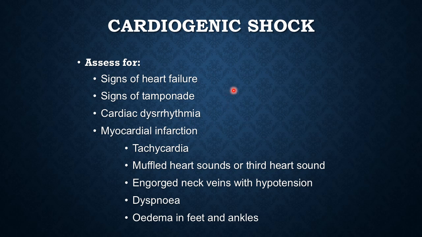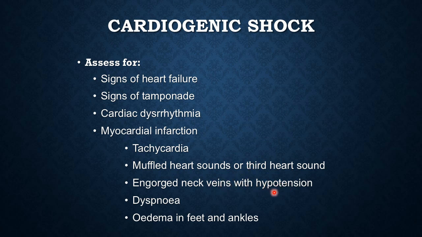So in cardiogenic shock, what do you look for? You look for signs of heart failure, signs of cardiac tamponade, cardiac dysrhythmia, myocardial infarction. You look at the pulse: there's tachycardia, and the pulse may be irregular, giving you an idea about the cardiac arrhythmia. Muffled heart sounds or a third heart sound may be noticed in cardiac tamponade. Engorged neck veins with a hypotension.